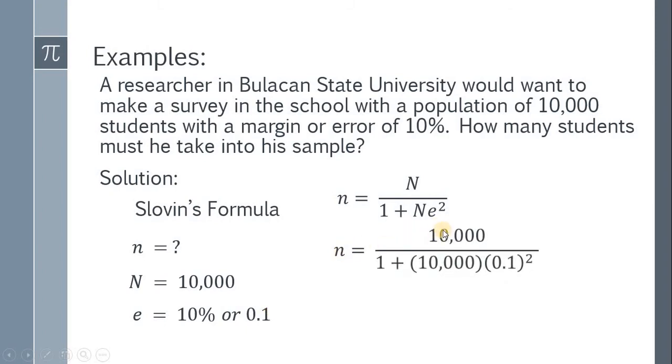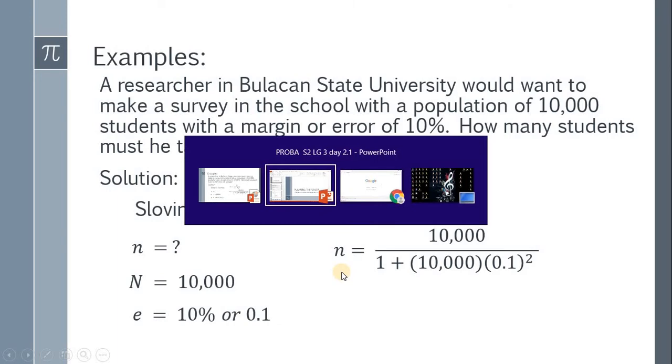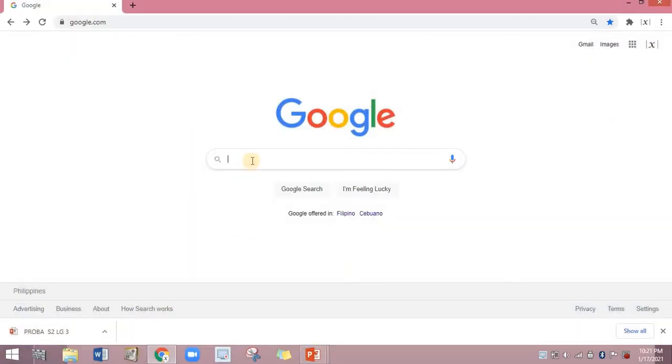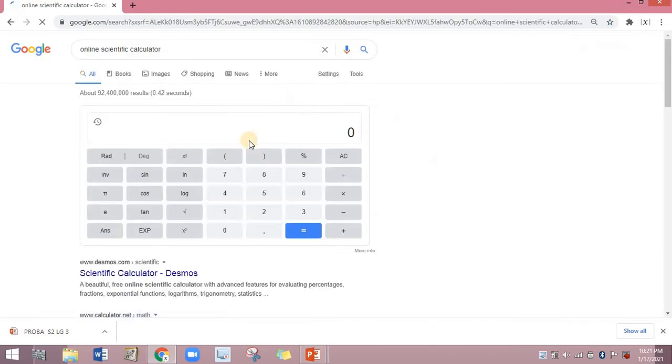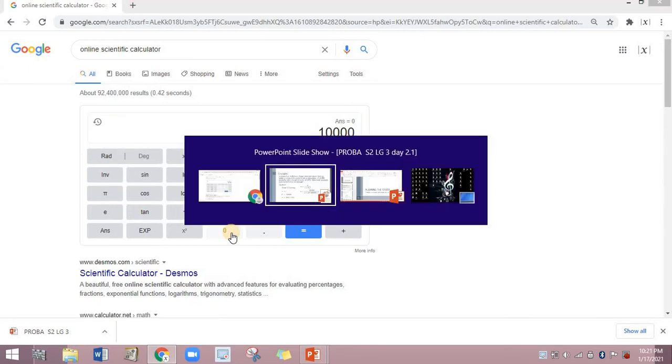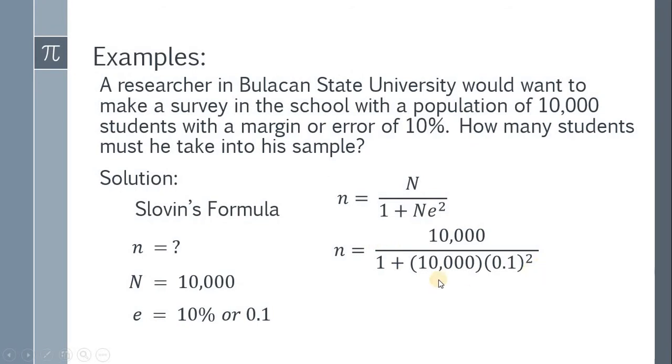Substitute natin. We have 10,000 all over 1 plus 10,000 times 0.1 squared. Now, using your calculator, compute natin to. Since wala akong calculator, gamit na lang ako ng internet para maghanap ng calculator. So, we have online scientific calculator. So, yung given natin is 10,000. Check nga muna natin ulit. 10,000 over 1 plus 10,000 times 0.1 squared.